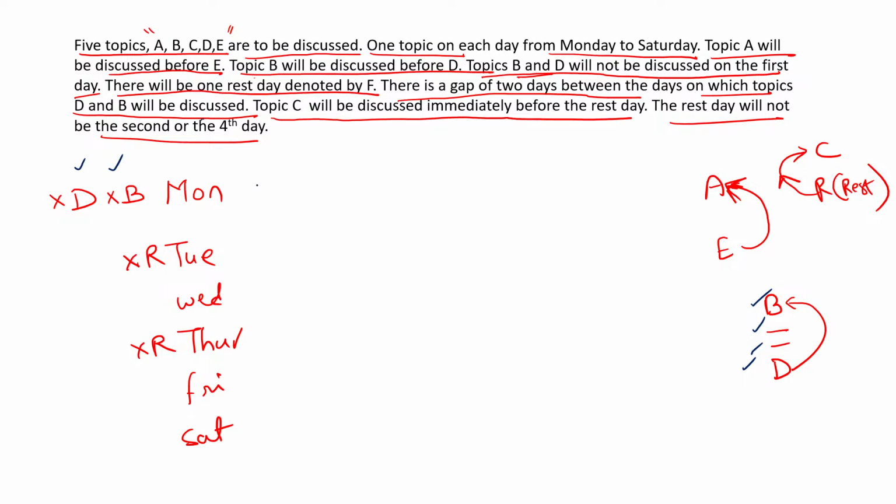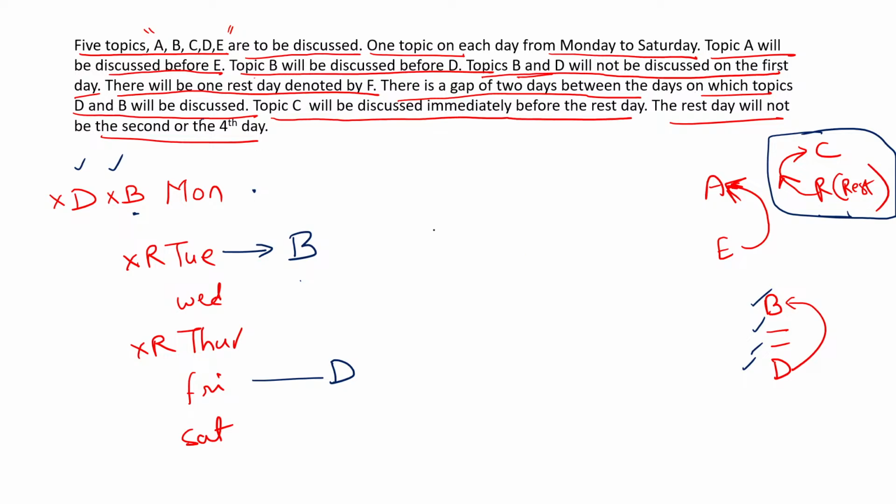See here, I can't place B here because it says B should not be here. So the first possibility I am going to start with is here. After 2 days you have to get D here. So I am placing B. If I know B, I can place D after 2 days. Now next, this one has only one clue, but here I have 2 clues, that is immediately before. So the rest day and C have to come immediately before.